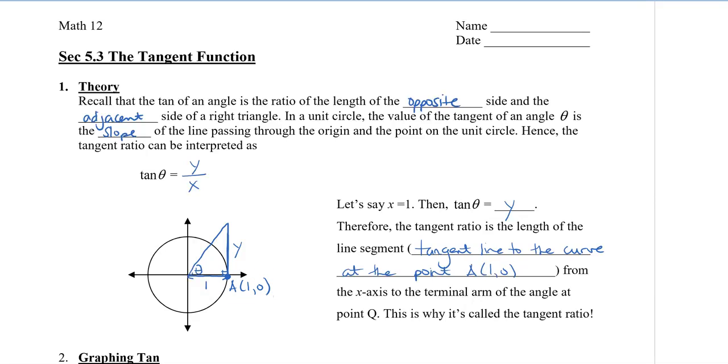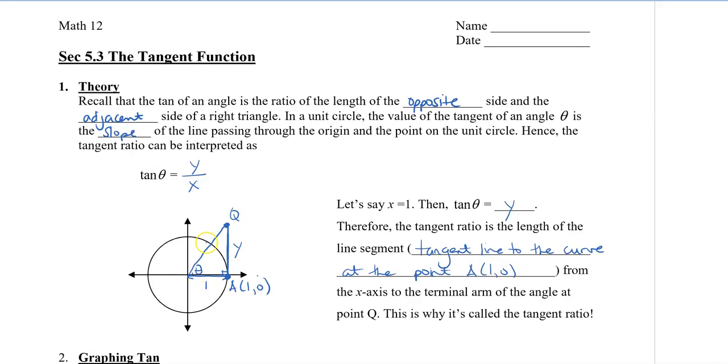Okay, so let me read this again. The tangent ratio is the length of the line segment from the x-axis, which is this axis here, to the terminal arm of the angle at point Q, which I'll call this point here. So this angle theta here, notice tan theta is y, so it's the distance from A to Q. So that's why it's called the tangent ratio, because it gives us the tangent line.